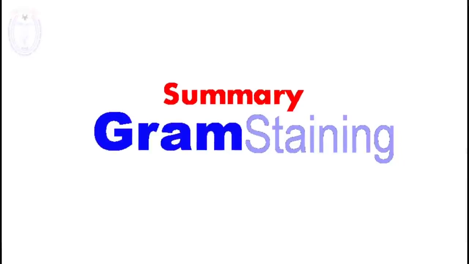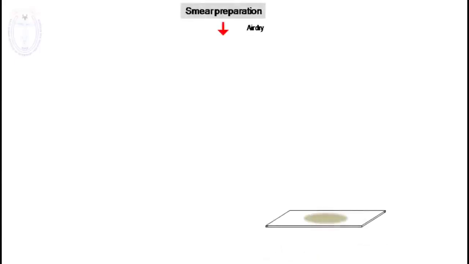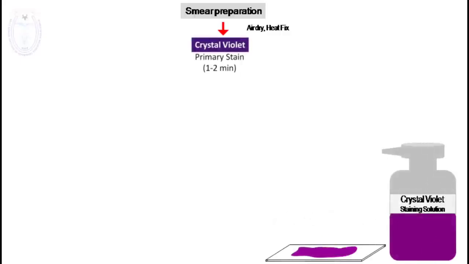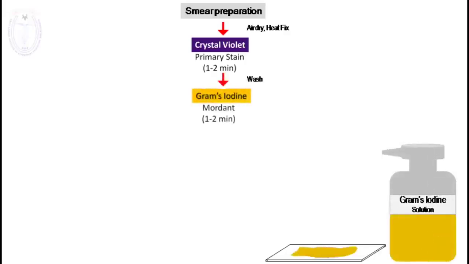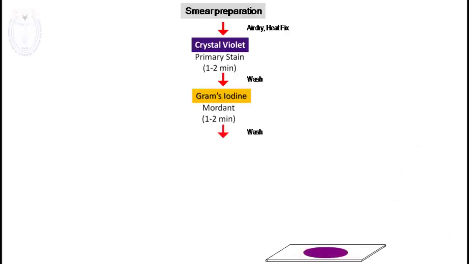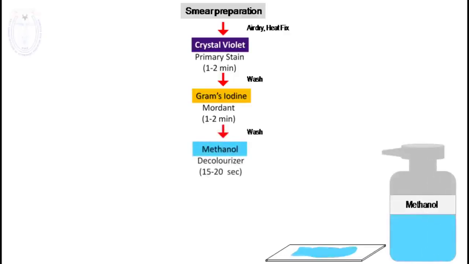Coming to the summary of gram staining technique. First, the preparation of the bacterial smear. After air drying and heat fixation of smear, add the crystal violet staining solution and allow it to act for 1 to 2 minutes. Followed by washing, add the Gram's iodine solution and allow it to act for 1 to 2 minutes. Then wash it and add the methanol and allow it to act for 15 to 20 seconds.